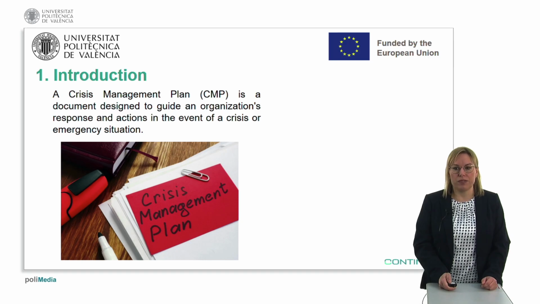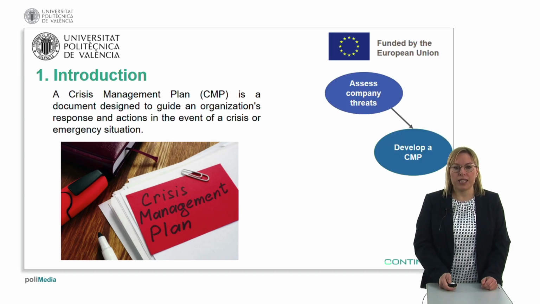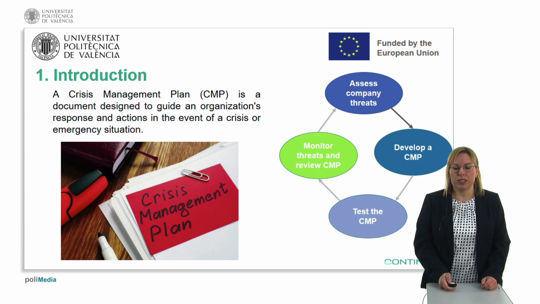The steps to develop and maintain a crisis management plan are, firstly, to assess company threats. The second step is to develop a crisis management plan. Testing the crisis management plan is the third step, to finish with monitoring threats and reviewing the crisis management plan.